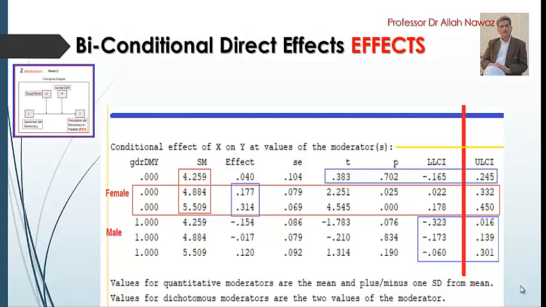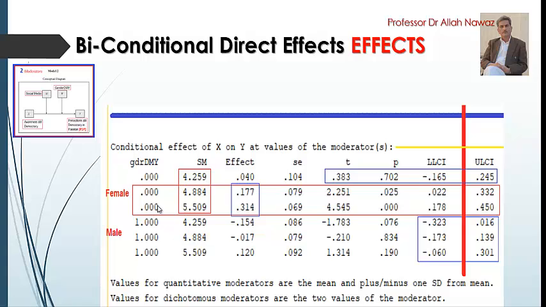0 in the range. So females with a score of 4.88 on the second moderator, the first moderator in the case of the model, social media, with that score they have a greater and significant effect on the relationship between X and Y.